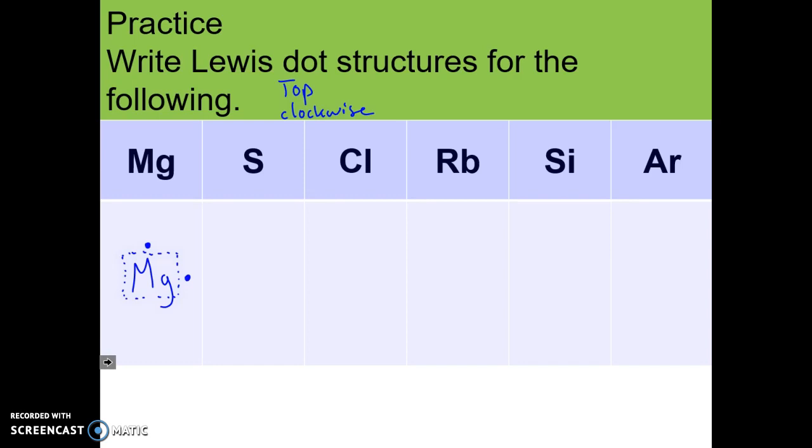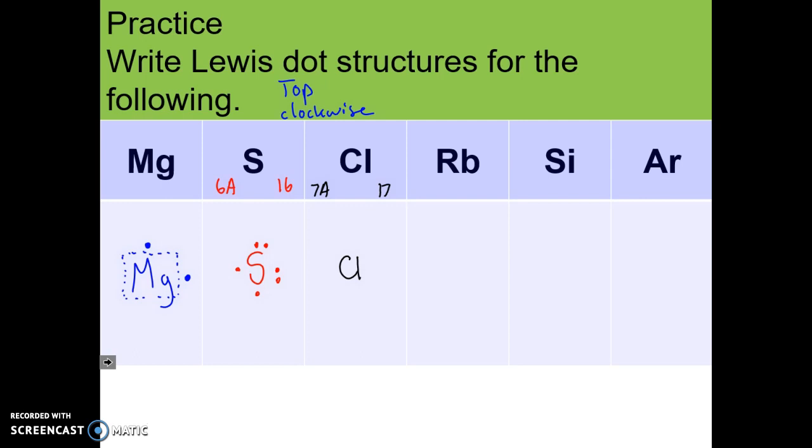Now let's move on to sulfur. Sulfur here, if we look, is in group 6A on the periodic table. So we start at the top, 1, 2, 3, 4, 5, 6. All right, moving on to chlorine. Chlorine is in group 7A. You'll see that it's in group 17 on the periodic table, just like sulfur is actually in group 16. But we call it 6A and 7A because those are the representative elements.